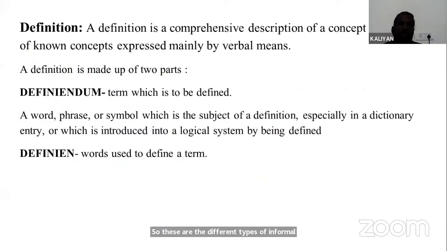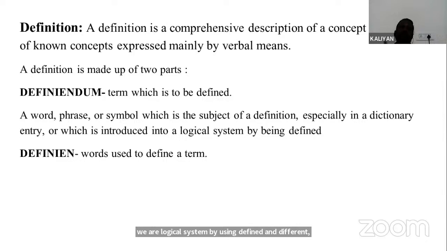And next is the definition. A definition is a comprehensive description of a concept by means of a noun, concept, or expression in verbal means. So a definition has two different parts: one is the definiendum and the other is the definiens. The term which is to be defined is called the definiendum. It may be a word or phrase or symbol or subject of the definition, especially in a dictionary entry or logical system. And the definiens means the words used to define a term.